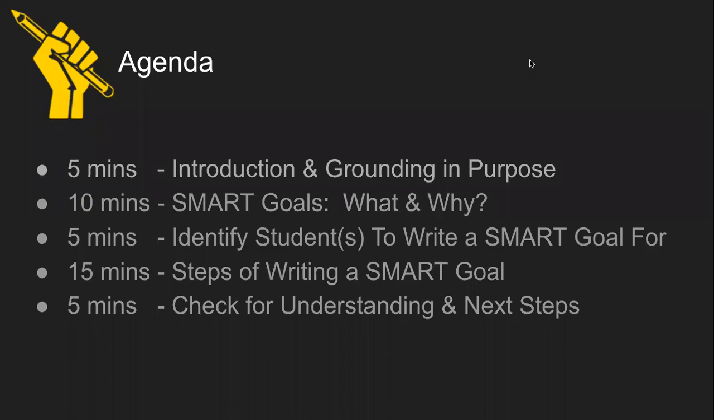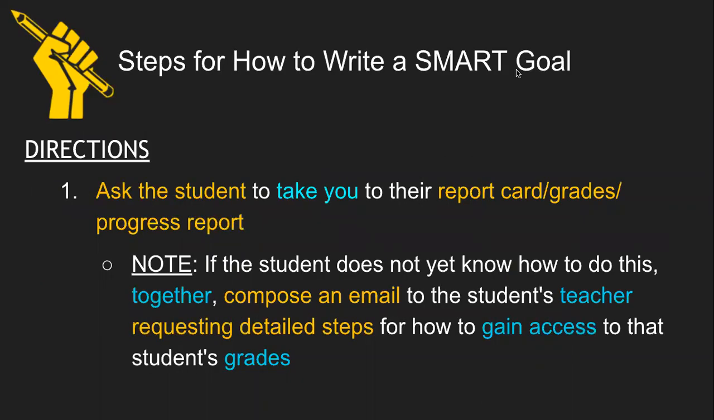Now we will learn the steps for writing a SMART goal. Here are the steps for how to write a student SMART goal. Your directions are as follows. First, ask the student to take you to their report card, grades, or progress report using the share screen function on Zoom. Note, if the student does not yet know how to do this, together, compose an email to the student's teacher or perhaps a guidance counselor requesting detailed steps for how to gain access to that student's grade.